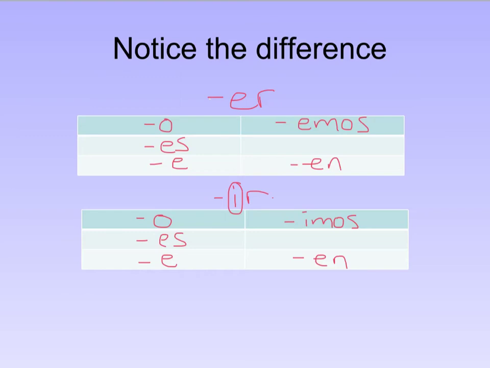Notice the difference between ER verbs and IR verbs. With ER verbs, you have o, es, e, emos, en. And with IR verbs, o, es, e, imos, en. So really, the big difference is emos and imos. The rest is the same, so it's kind of nice for you. Make sure you know that there's only a slight difference between the two.